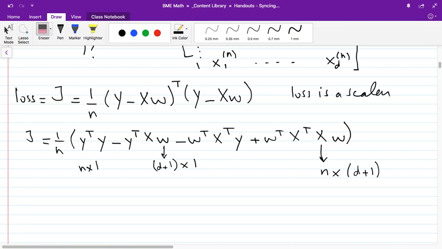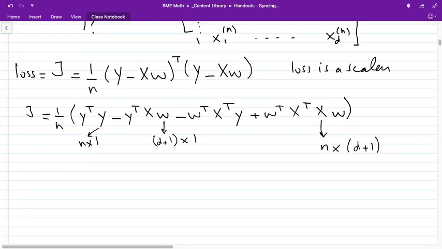So I don't mean y transpose, I mean y. Yeah. Excellent. So y is an n by 1 vector. W is a d plus 1 by 1 vector. So these are column vectors, and a matrix X. Okay. So now what I want to do is to minimize this function with respect to the vector W.